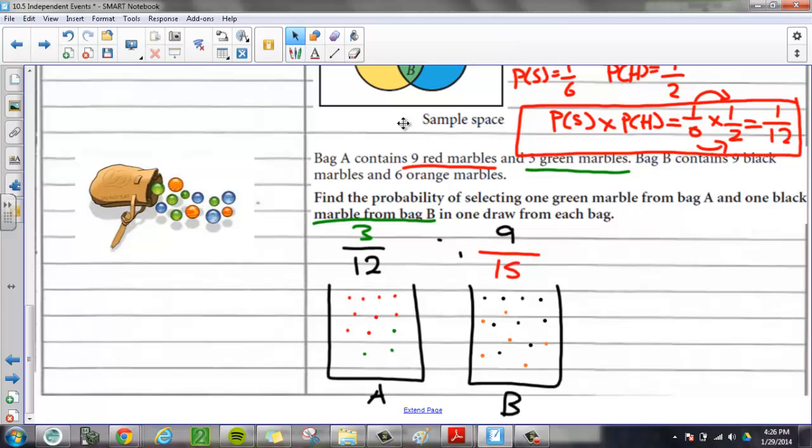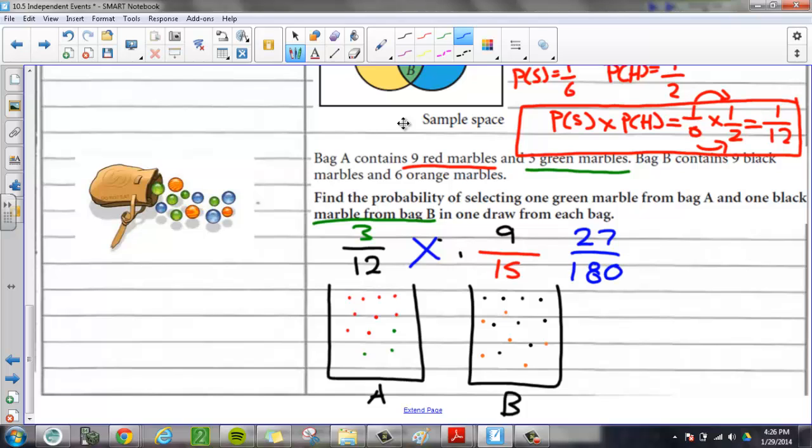So to figure out the probability of these two events happening at the same time, what do you have to do? You just have to multiply these two things. We get 3 times 9, which gives us 27. And we get 12 times 15. We've got 150 plus 30 more, which is 180.